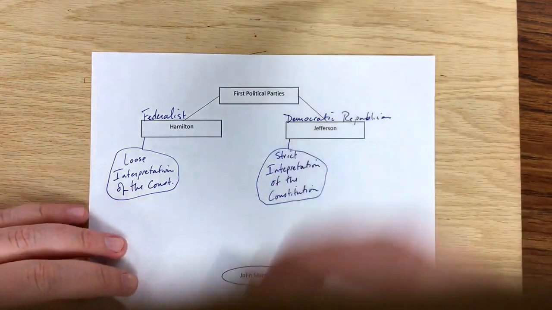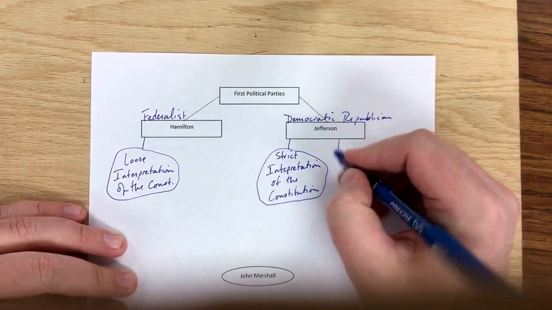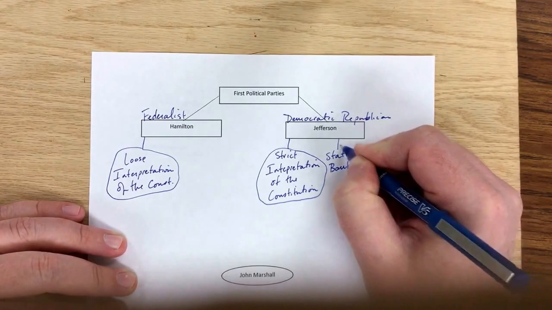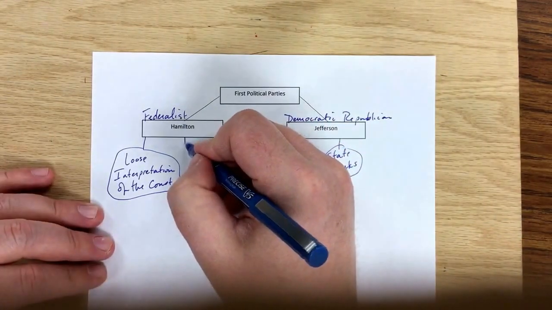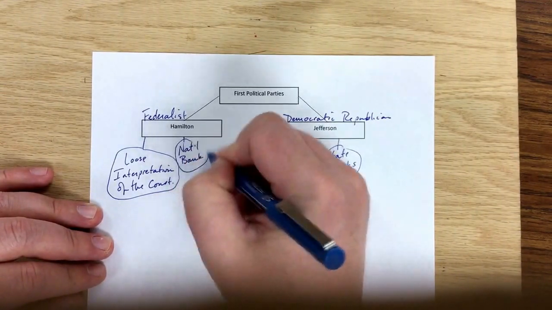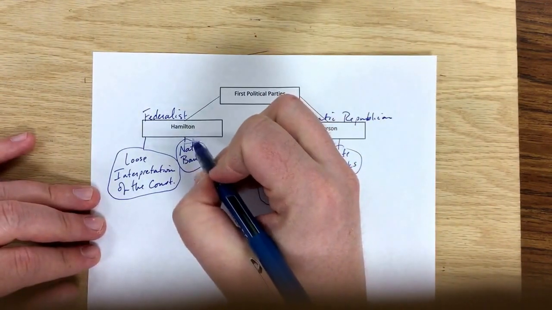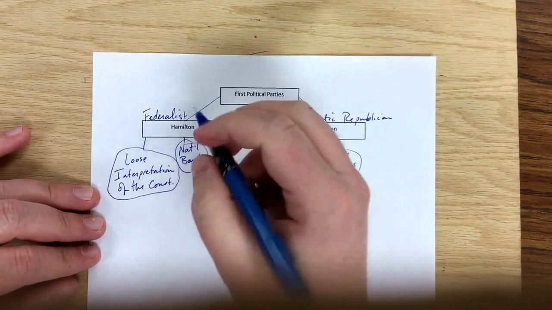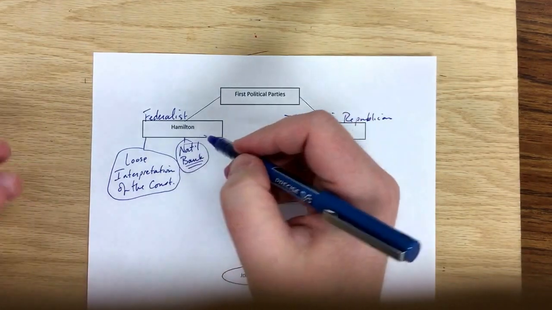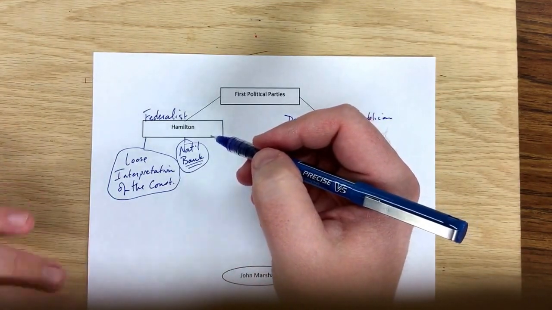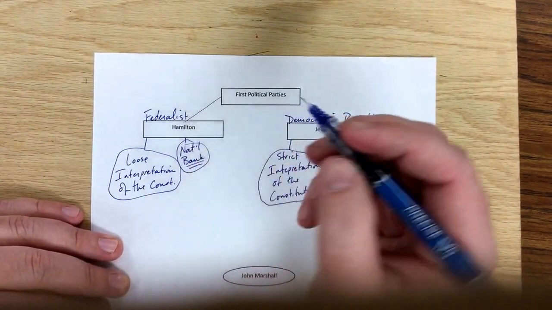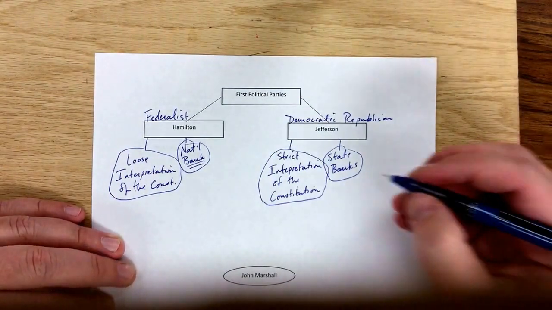Another thing about the Democratic Republicans is they were for state banks. And Hamilton was for a national bank. Anytime you hear Hamilton or the Federalists, you need to think of national banks. That's a very important clue. If you see a question on the test or in the STAR test about a national bank, it probably has something to do with Hamilton. That is a very likely situation.